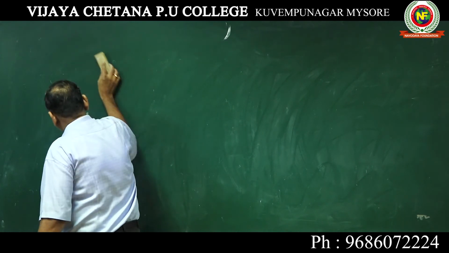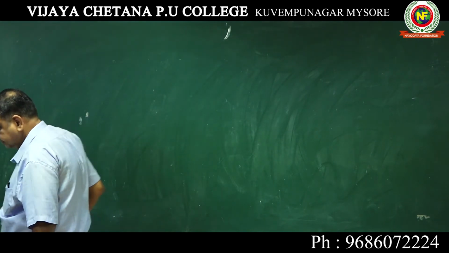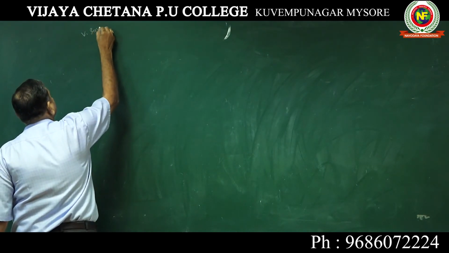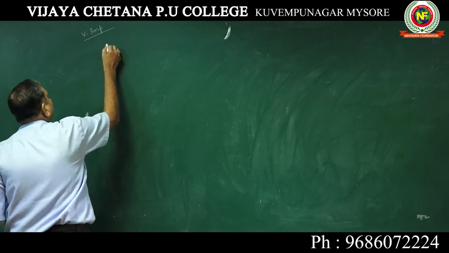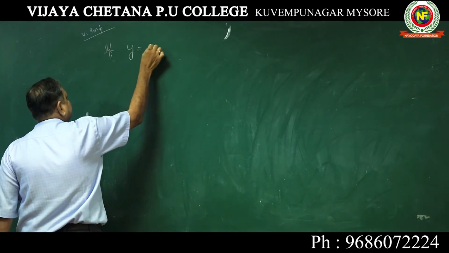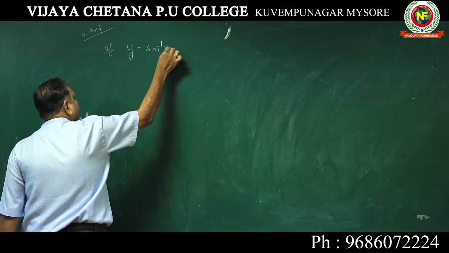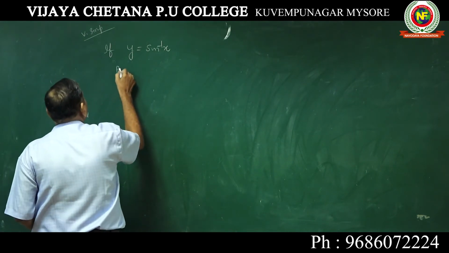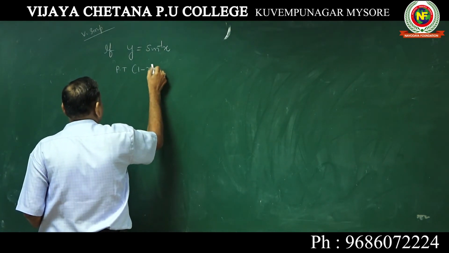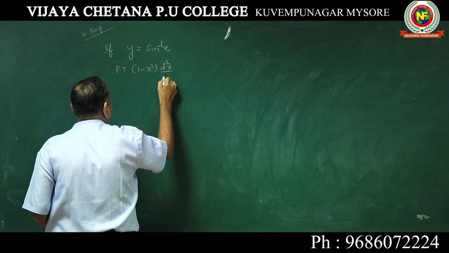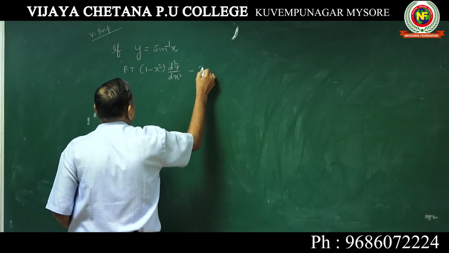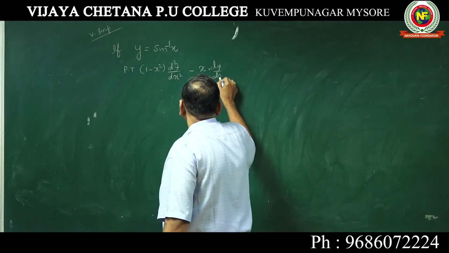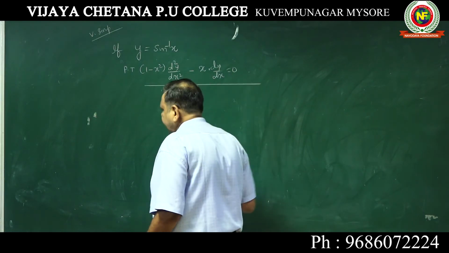Take this problem. Very important question. If y is equal to sin inverse x, prove that (1 minus x square) d square y over dx square minus x into dy by dx is equal to 0. Very important question.